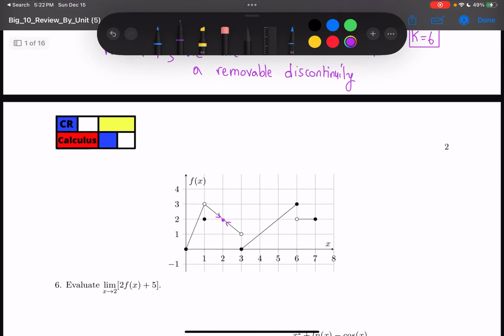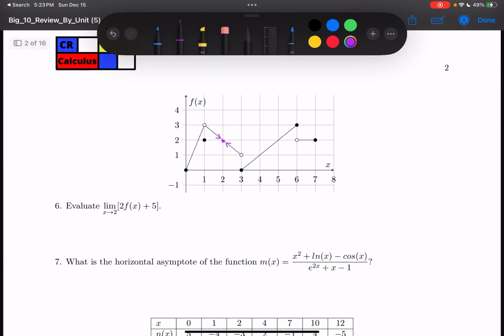Now moving on to number 6. In number 6, they wanted me to find the limit as x tends to 2 of f of x plus 5. The beautiful thing about limits is that they can be distributed. So you can distribute the limit over here and it will be the limit as x tends to 2 of f of x plus 5. I wrote plus 5 immediately because the limit as x tends to 2 of 5 is literally 5.